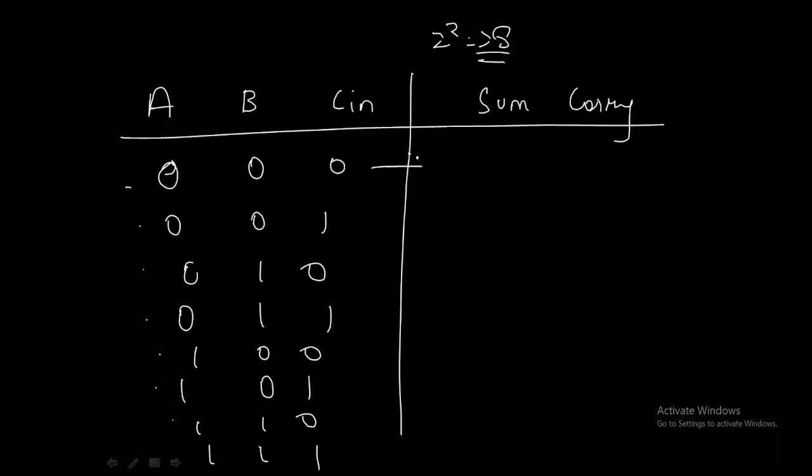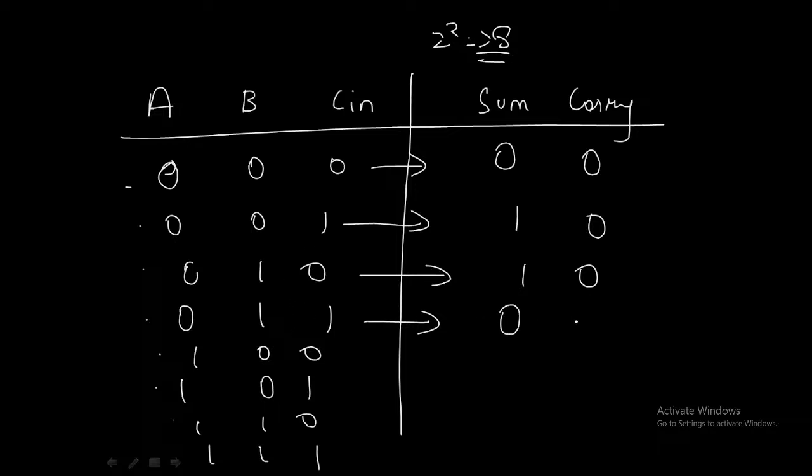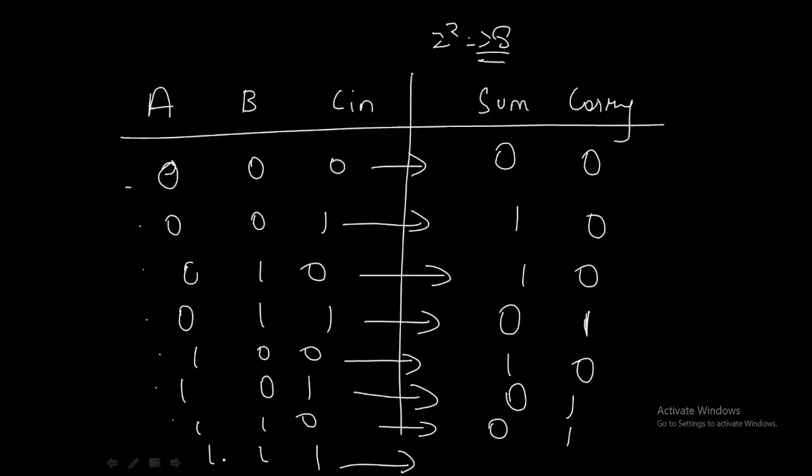Now if all the inputs are 0, sum is 0 and carry is 0. Just we are going to add these 3 bits, okay, and we are going to write the sum and carry. That's it. Okay, here the sum is 1 and carry is equal to 0. Here also 1 and 0. If more than one input is 1, then sum will be equal to 0 and carry will be equal to 1. Okay, and here the sum will be equal to 1 and carry 0, and finally 3 inputs. Okay, 1 plus 1 plus 1, the sum is equal to 1 and carry is equal to 1.